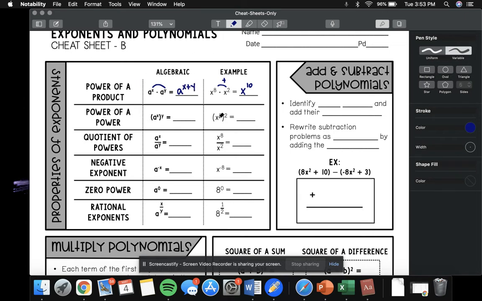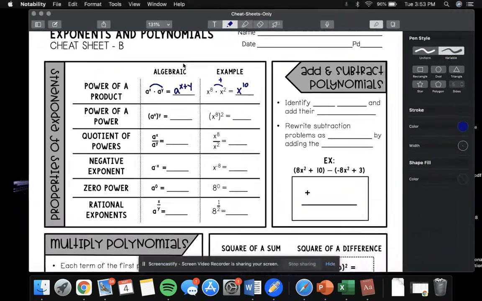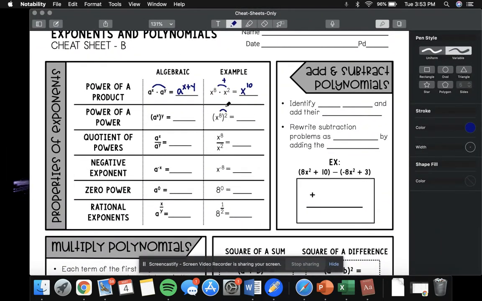Okay? Then we have a power to a power. For this example, we have x to the 8th raised to the power of 2. So if I have it 2 times, I would have a total of 16. So the shortcut for a power to a power is we actually just multiply our exponents together. So we add, we multiply.